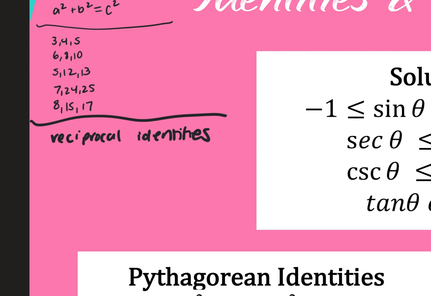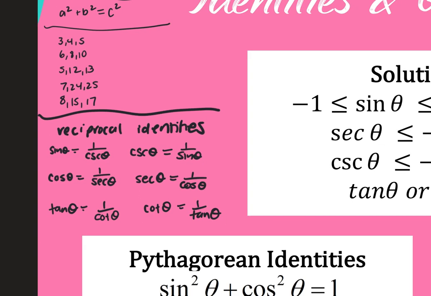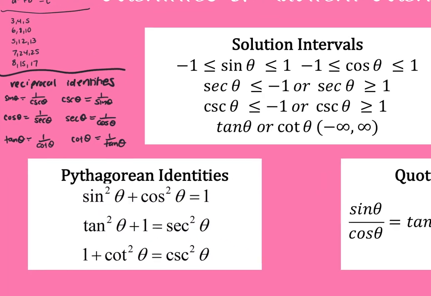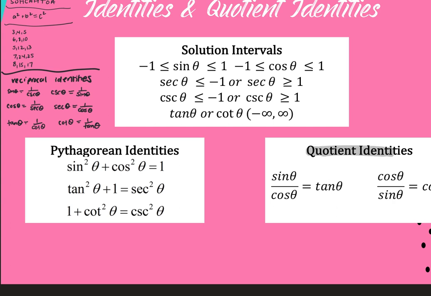Yeah. So the reciprocal identities say that sine is 1 over cosecant, and the reverse, cosecant is 1 over sine. Cosine is 1 over secant, and secant is 1 over cosine. Tangent is 1 over cotangent, and cotangent is 1 over tangent. So those were the reciprocal identities. Then we went into, on the right, the quotient identities. Tangent is sine over cosine, and cotangent is cosine over sine.